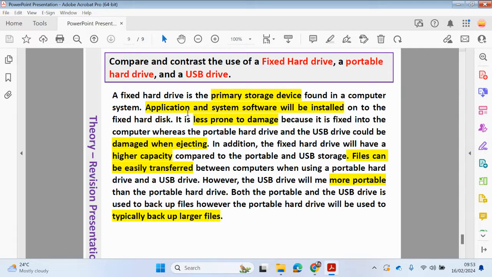So try to think about the key points about each different type of hard drive. So either the fixed hard drive or the portable hard drive. Obviously, the fixed one will be where we install application and system software. The portable one would normally be used when you're backing up data, pictures, video. A USB drive may be used if you're just backing up work-related files. So not necessarily files of a big size.